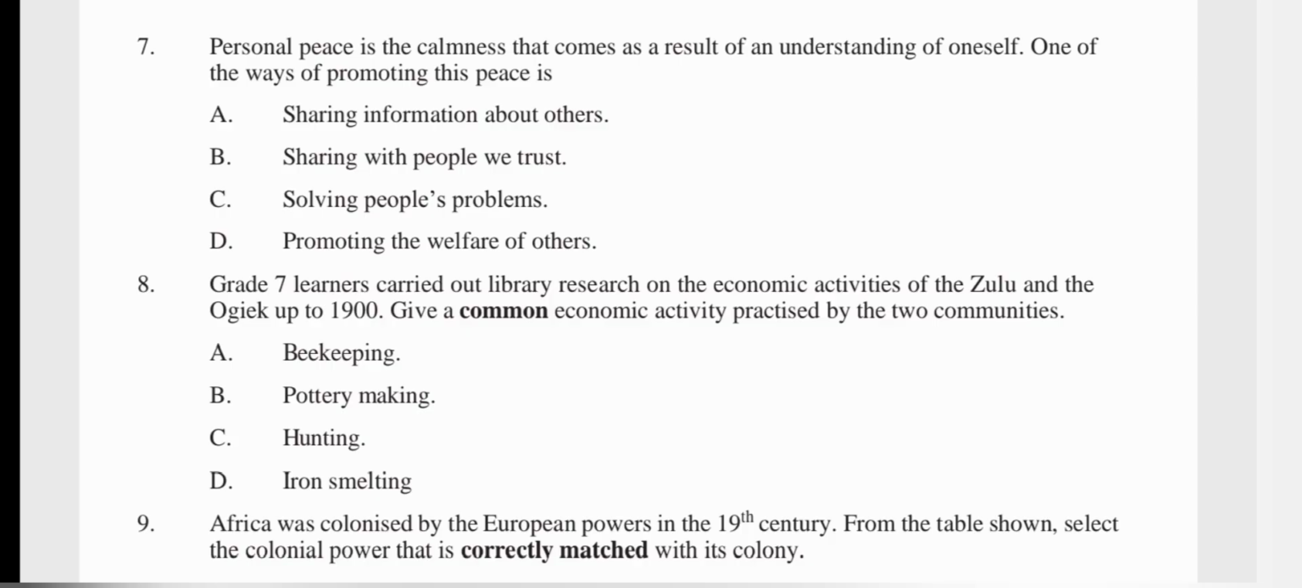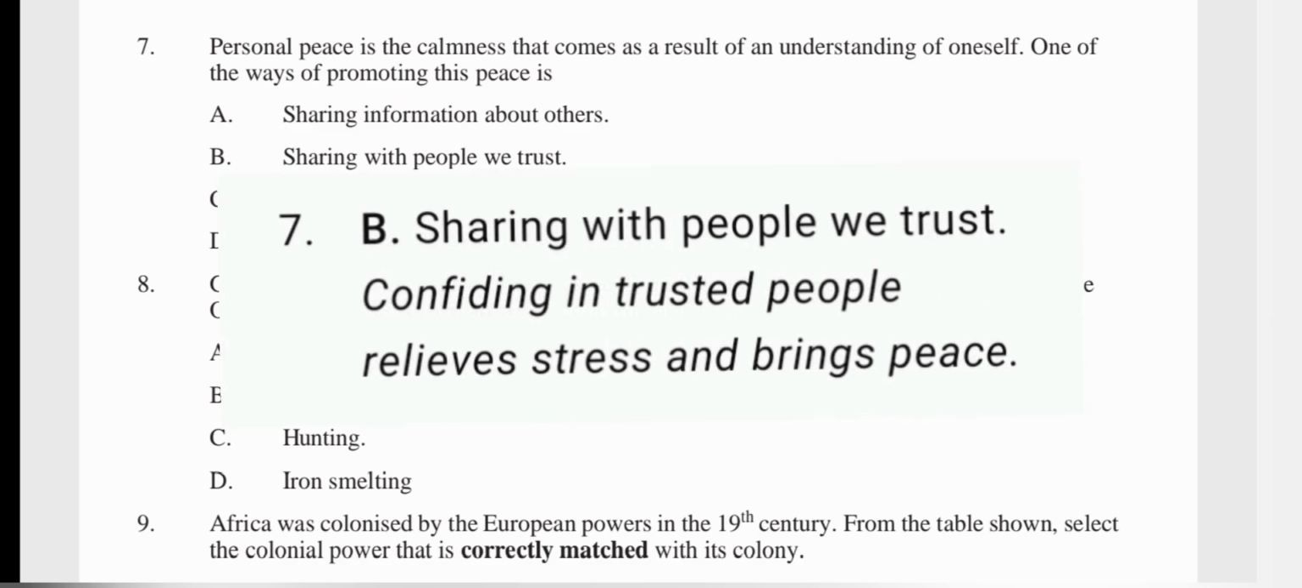Number 7. Personal peace is the calmness that comes as a result of an understanding of oneself. One of the ways of promoting this peace is sharing information about others, sharing with the people we trust, solving people's problems, promoting the welfare of others.